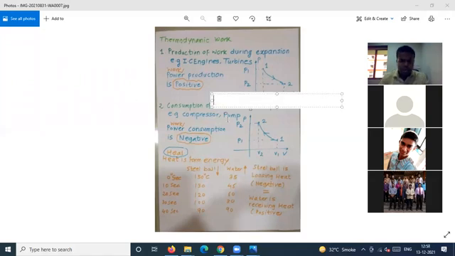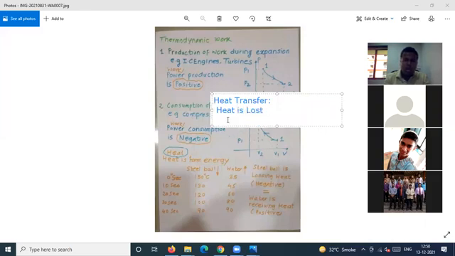Okay. See, I'll just write down. Heat transfer. What do you understand from heat transfer? The meaning of heat transfer is either heat is lost, or heat is received, or extracted, abstracted. So heat transfer indicates that heat is lost, or heat is received.